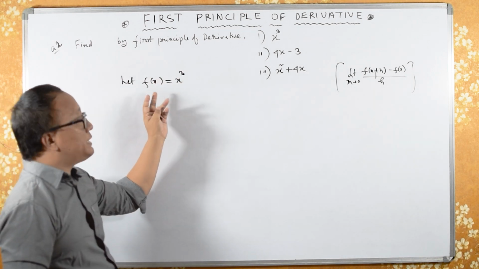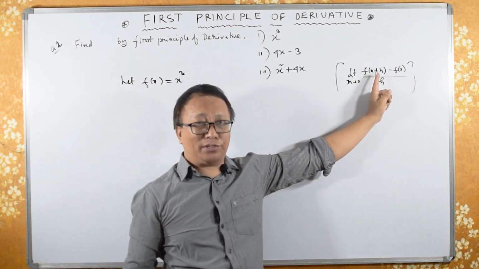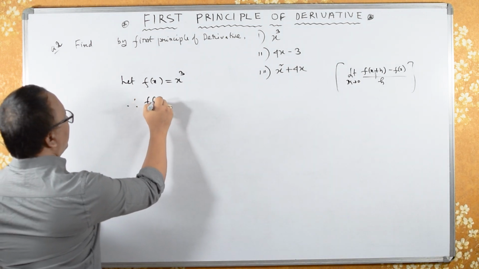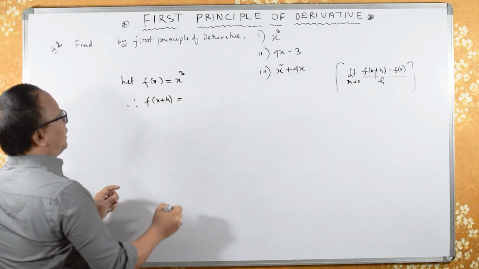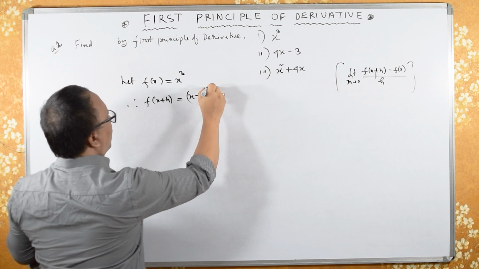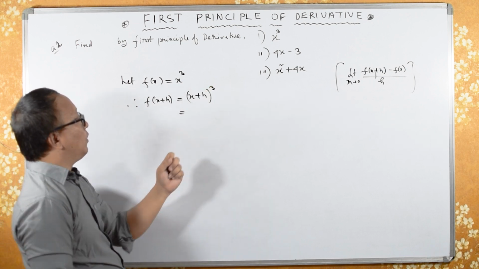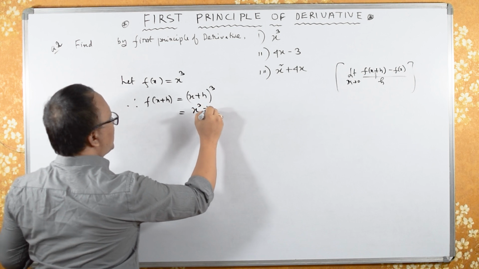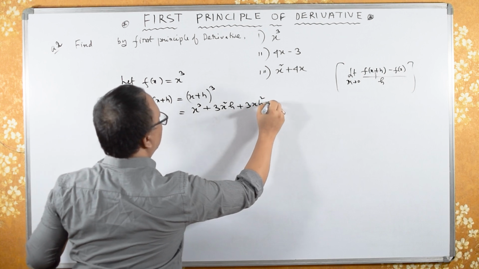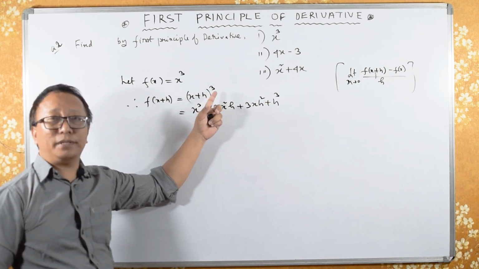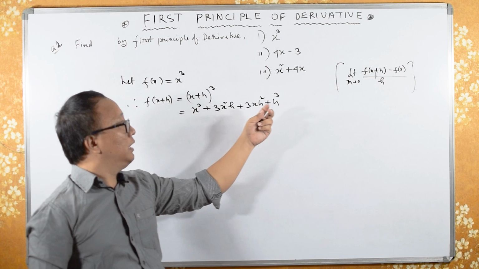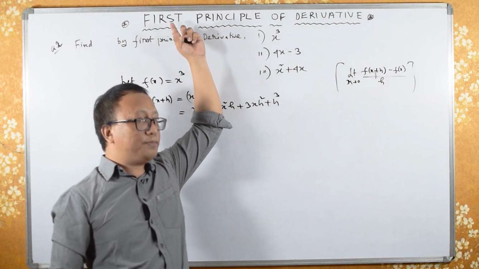Now since f of x is there, we need to find f of x plus h, in order to use this formula. Therefore, f of x plus h is what? Instead of x, you put x plus h. You write x plus h the whole cube. Here you can expand: a plus b the whole cube is a cube plus thrice a square b plus thrice a b square plus b cube. Now we have f of x and f of x plus h, so you can substitute over here, because it is by first principle.